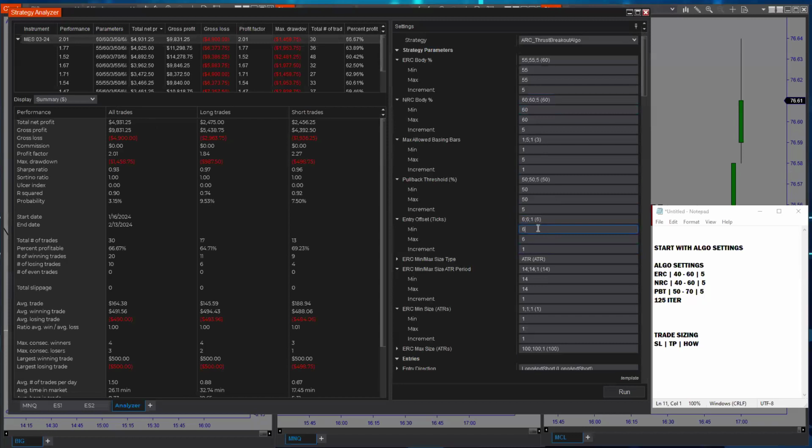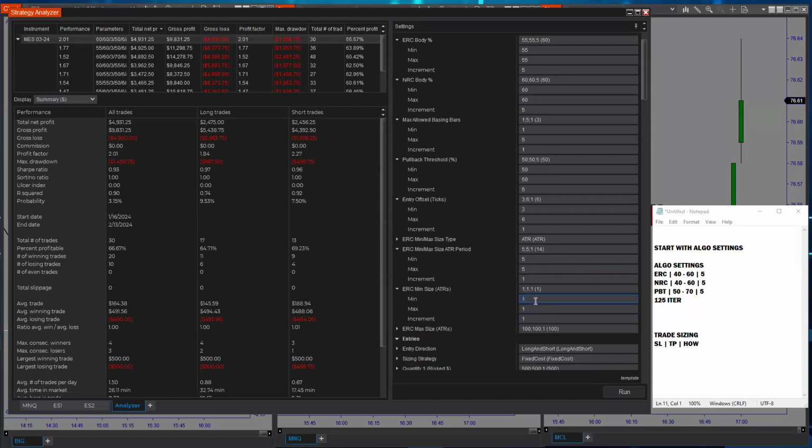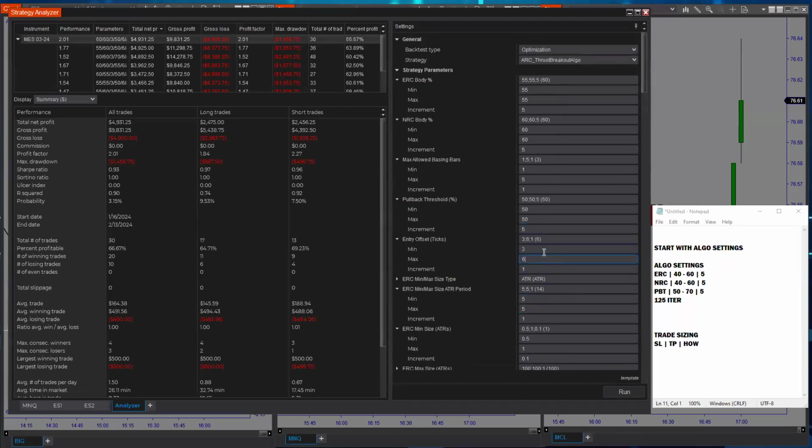Entry offset, let's go 3 to 6. I don't really want to go too much further than that. ATR, I'm going to try it at 5 just to see what it looks like. Minimum ATR size, let's go 0.5 to 1, and we'll go by 0.1. Okay, so this is going to give me 6 plus 4, so that would be 24. And another 4, so we should get about another 100 iterations.